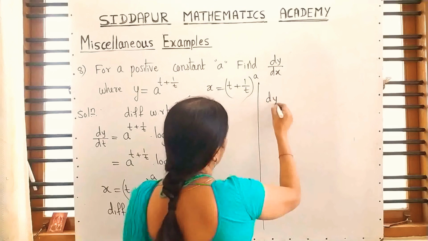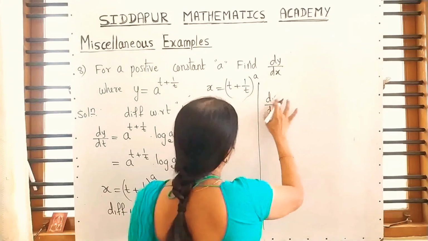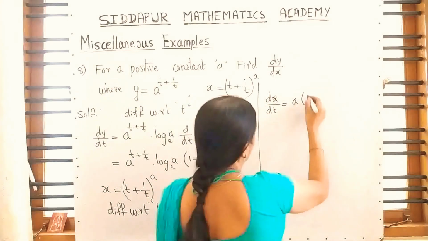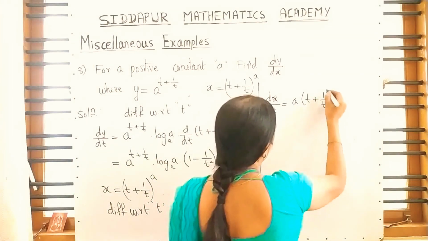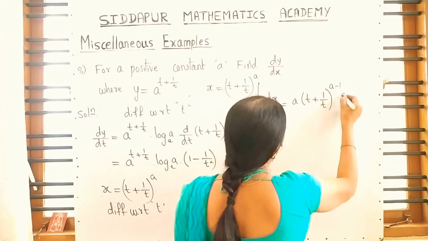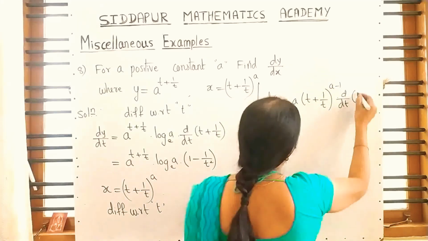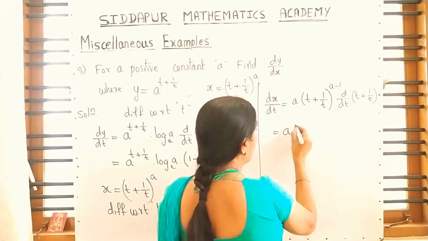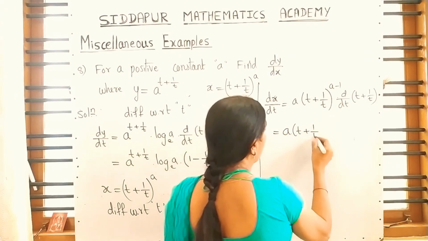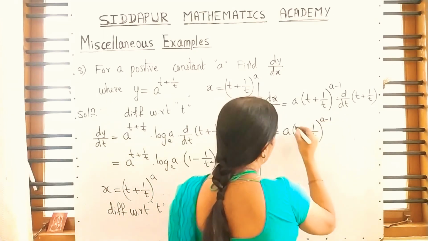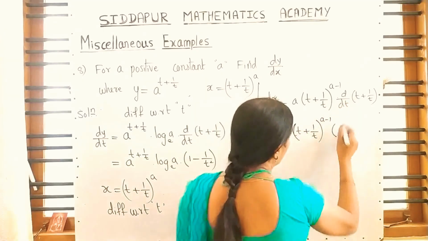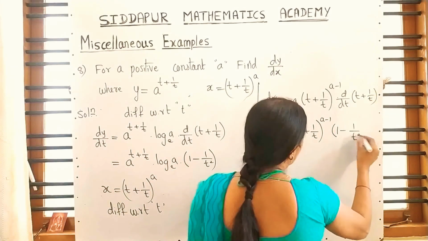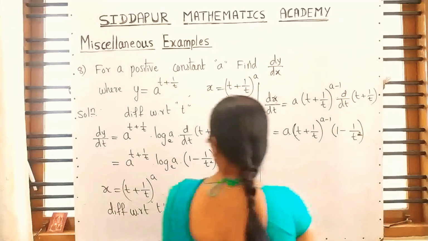dy upon dx, dx upon dt is equal to a into (t plus 1 by t) raised to a minus 1 into differentiation of t plus 1 by t. Differentiation of t with respect to t is 1. Differentiation of 1 by t is minus 1 by t square.